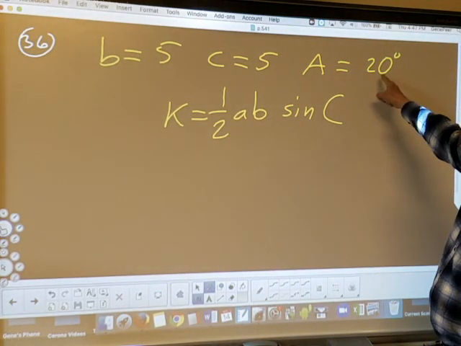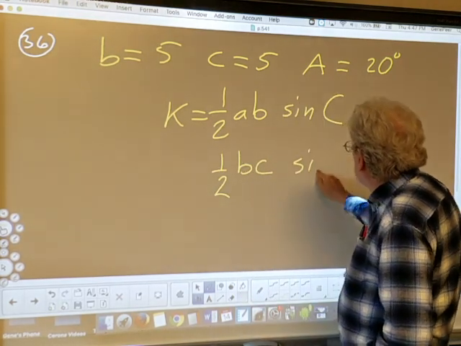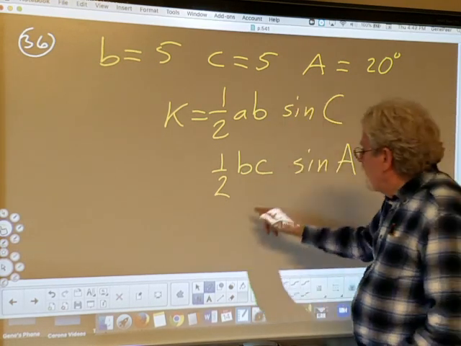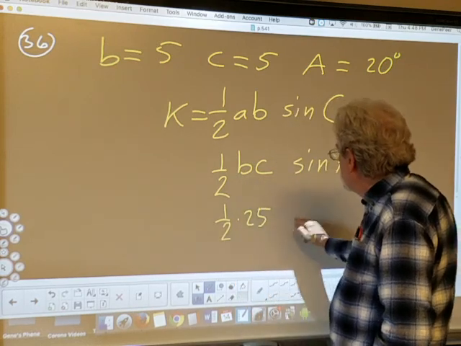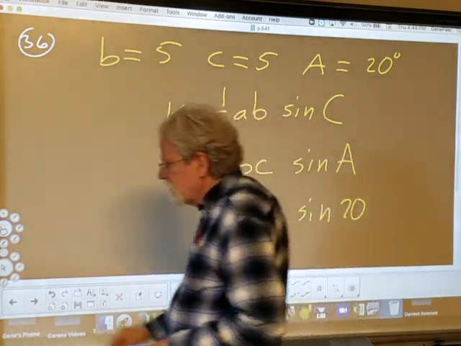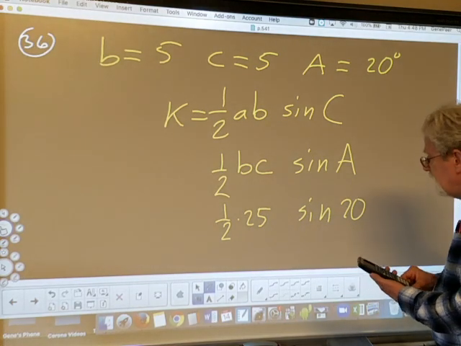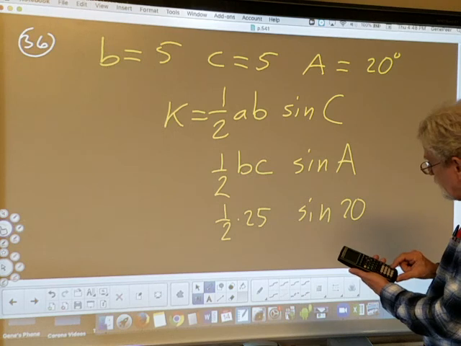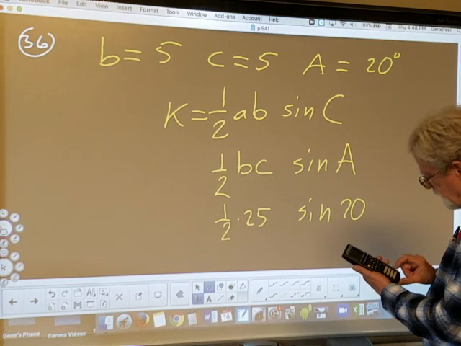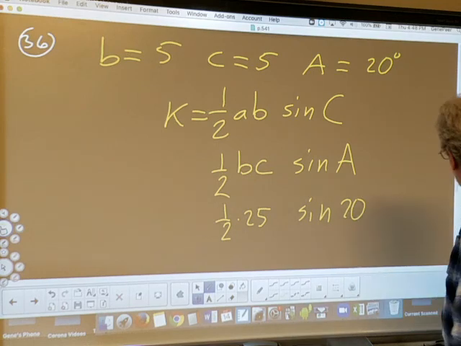Or, if I know what angle A is, it would be 1/2 of B times C times sine of A. So B and C are 5 and 5, so that's going to be 1/2 of 25 times the sine of 20. Let's pull out the calculator and verify it. Cool thing is, I can just punch it right into the calculator without having to write anything down. 1/2 of 25 is, of course, 12.5. I'll put in 12.5 times sine of 20, and I get about 4.28.